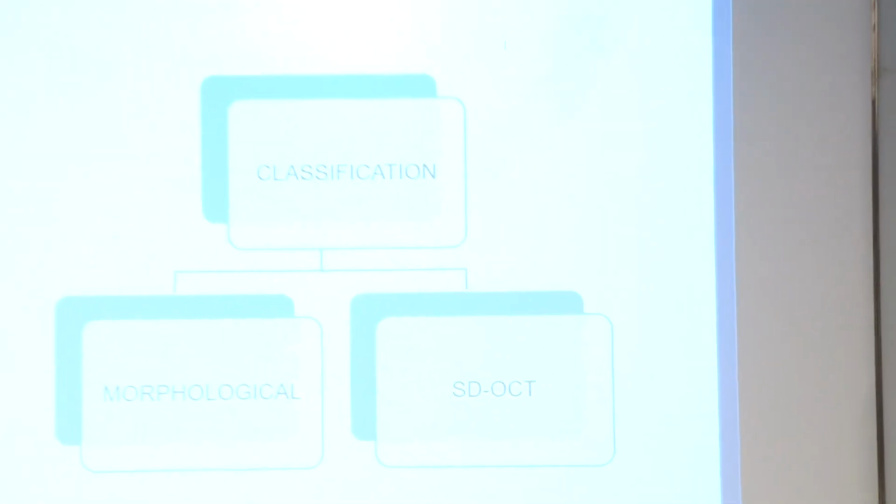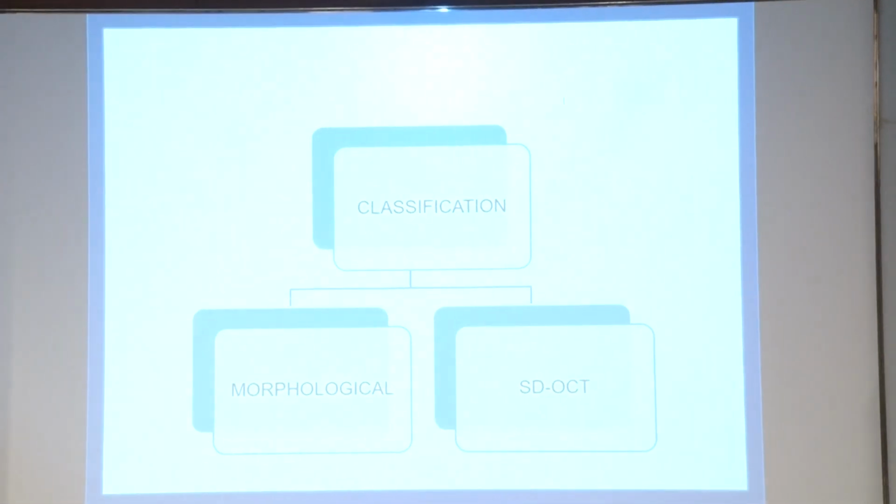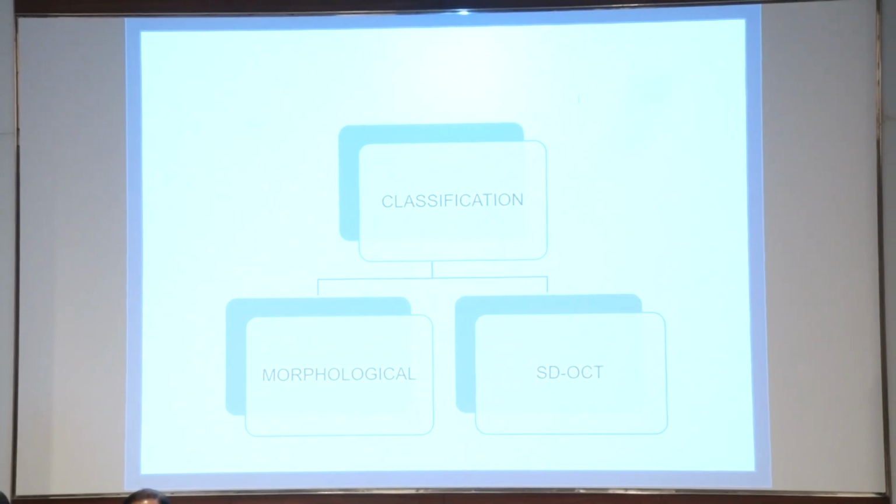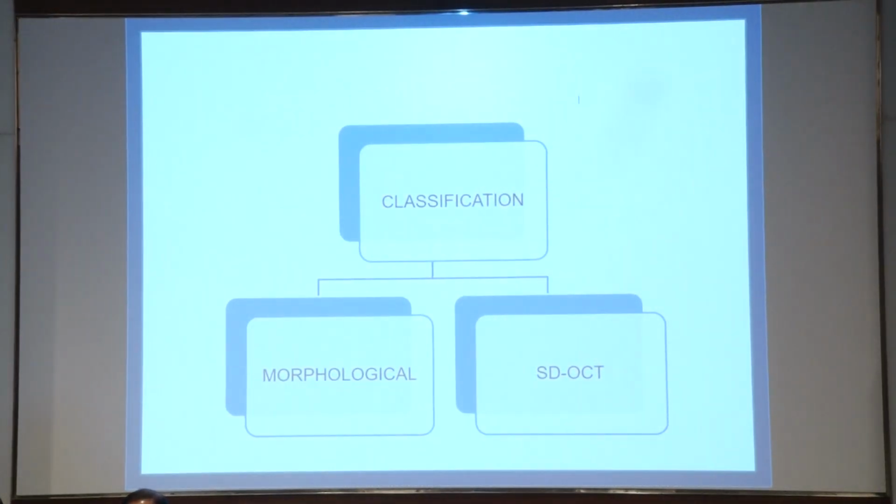According to the morphological classification, there are type 1, 2, and 3, where type 1 is a well-circumscribed, translucent gray-white lesion. Type 2 has calcification, also called mulberry type, and type 3 is also called mushroom type, which is a transitional lesion. According to the OCT findings, it's divided into 4 types.